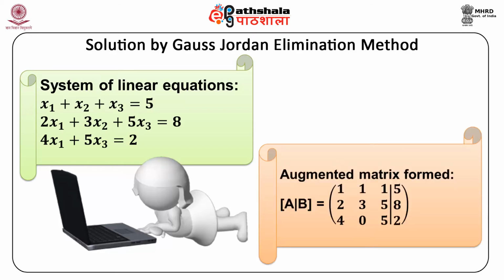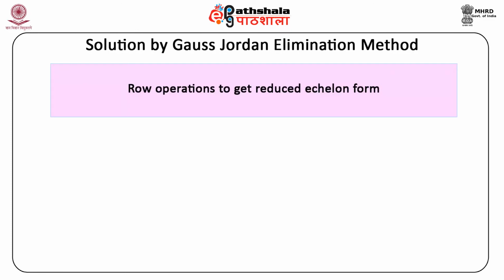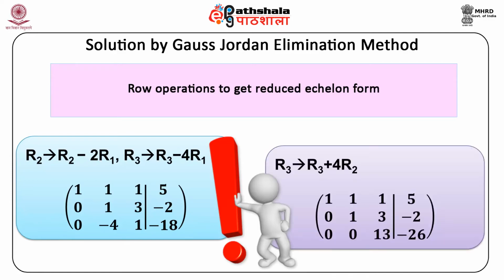The augmented matrix is formed as 1, 1, 1, 2, 3, 5, 4, 0, 5 divided by 5, 8 and 2. We now perform row operations to get the reduced echelon form. R2 tends to R2 minus 2R1, R3 tends to R3 minus 4R1. 1, 1, 1, 0, 1, 3, 0, minus 4, 1 divided by 5, minus 2, minus 18. R3 tends to R3 plus 4R2, 1, 1, 1, 0, 1, 3, 0, 0, 13 divided by 5, minus 2, minus 26.